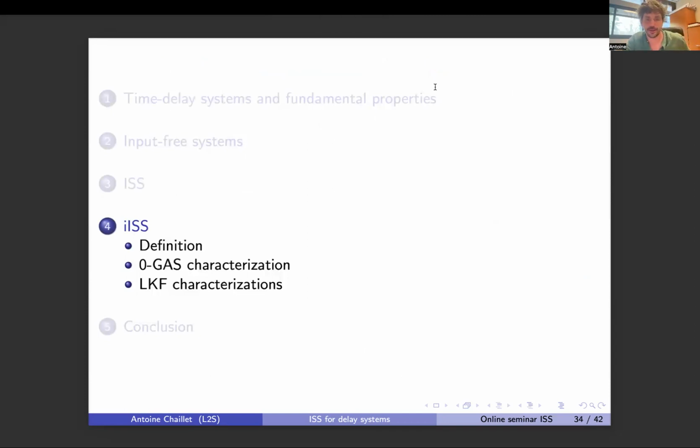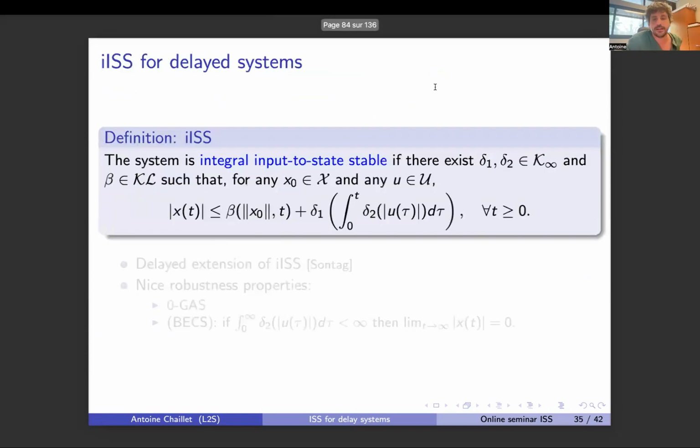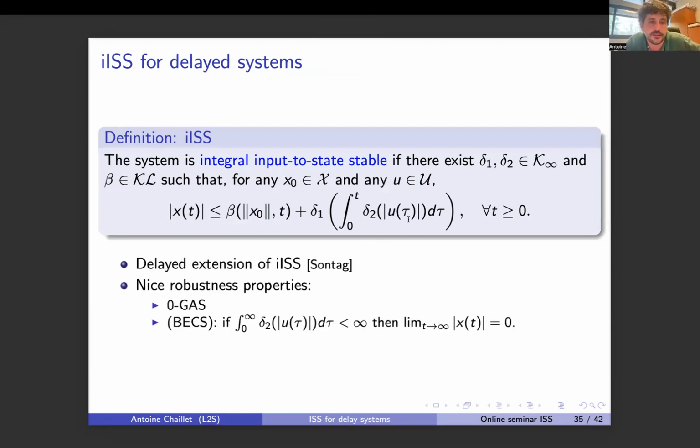Yeah, we'll go quickly on the integral ISS part. So integral ISS is really similar to ISS, but I'm not measuring anymore the impact of the input magnitude, but rather of the input energy as measured through some function delta 2. This can be seen as a measure of the energy fed in the system by the input U. So really here again, a direct extension of integral ISS in the Sontag setup. And the nice robustness feature probably is this one: whenever this energy through delta 2 is bounded, you're sure that the state will eventually go to 0.